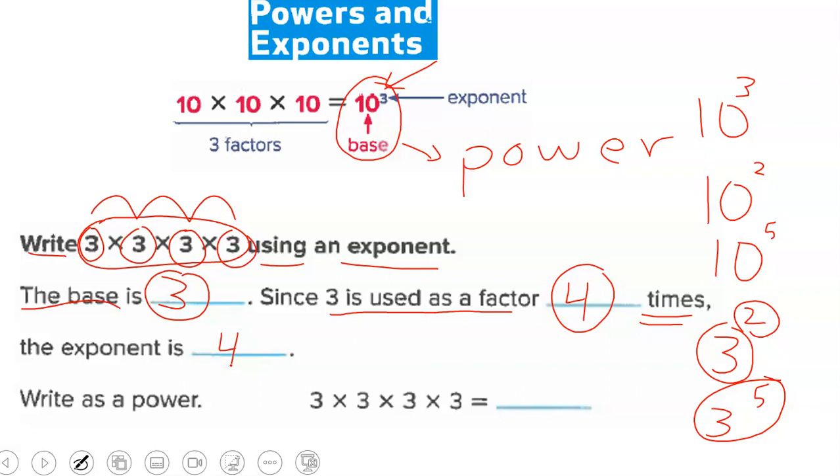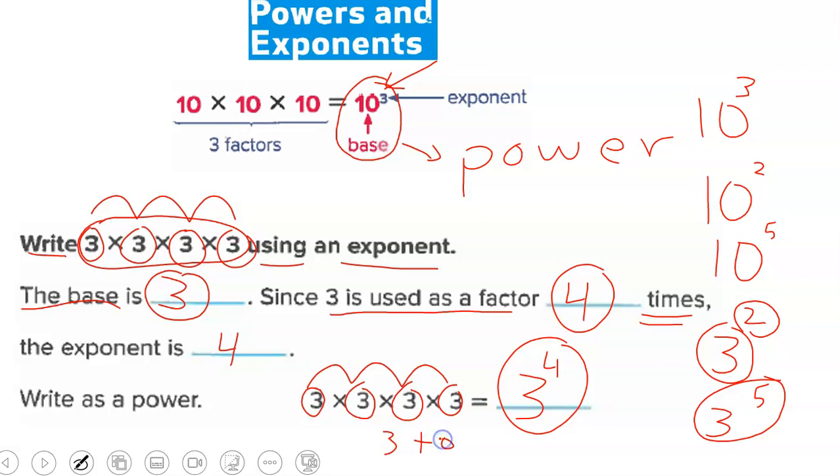Now we need to write this product using exponent. The factor I multiplied is 3, so it is the base. How many times did I multiply it? 4 times. So how can I read this power? 3 to the fourth power. I can read it this way: 3 to the fourth power.